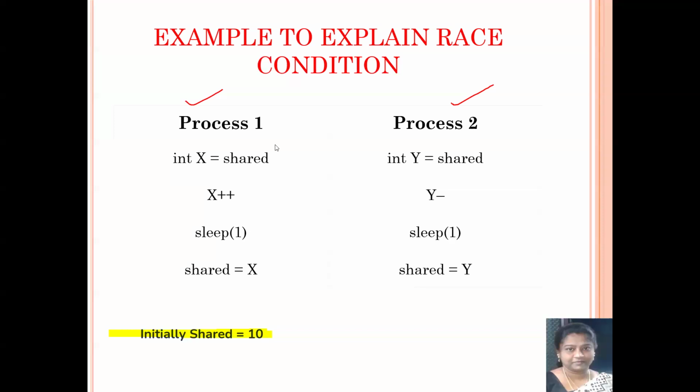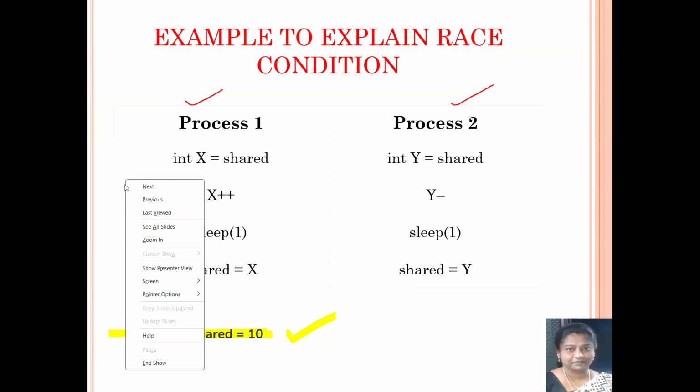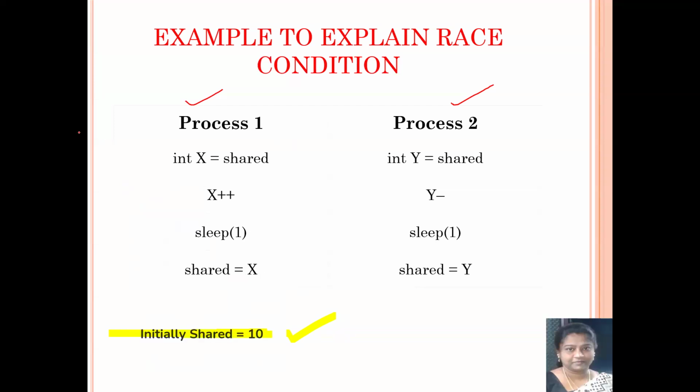Now, assume P1 and P2 are executing concurrently, that is, at the same time. As I told you, the value of shared is 10. Let's say P1 starts first. The value of X will now be 10. Now X is incremented, so X becomes 11. Now assume P2 also starts, that is, immediately after P1 starts, P2 follows.